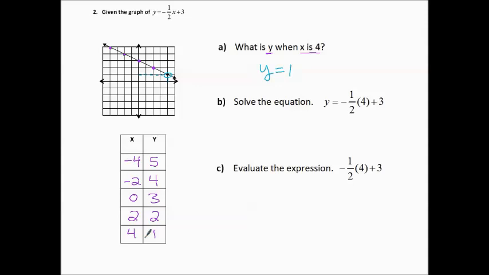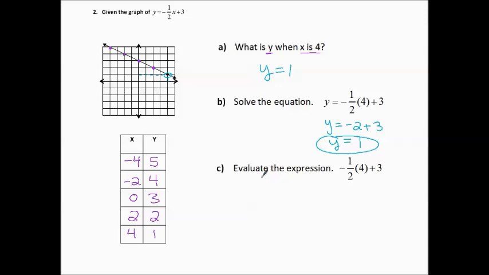Now I'm asked to solve the equation. So letter B, I'm going to solve the equation. If you notice, this looks a lot like my original equation, except instead of this x, I've replaced it with this 4. So I'm substituting in this 4, but I want to solve. I want to know what y equals when x is 4. So I can do the math here. Y equals negative 1/2 times 4 is negative 2, plus 3. So y equals 1. Solving the equation.